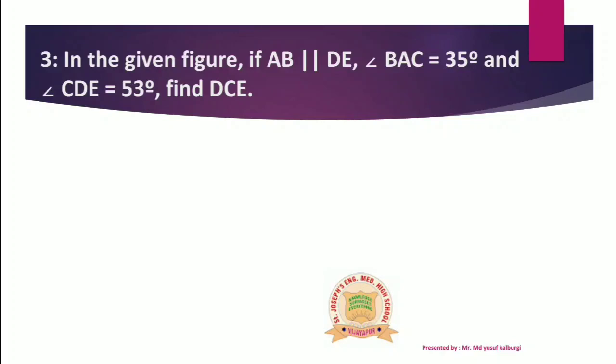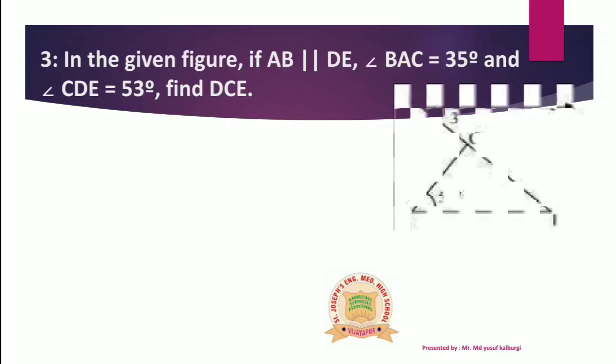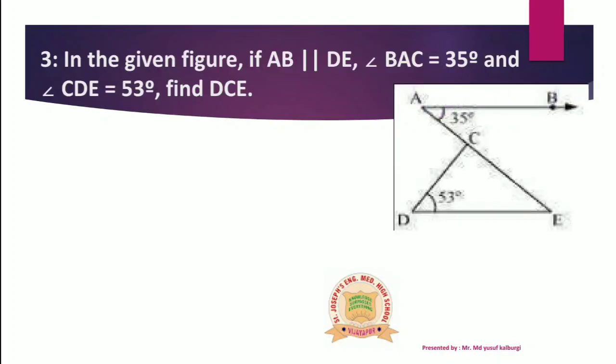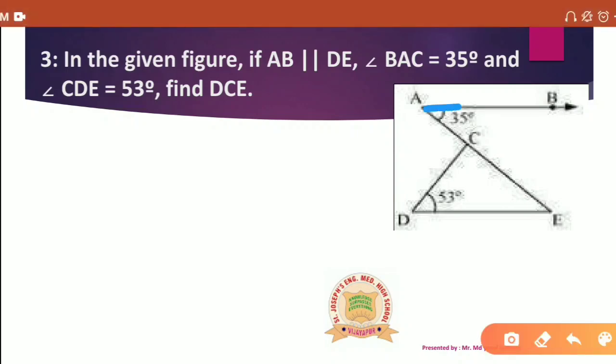Now let's go to the third question. In the given figure, if AB is parallel to DE, you can see in this figure that AB is parallel to DE. They have also given two angles: BAC is equal to 35 degrees, and CDE is equal to 53 degrees. They have asked you to find angle DCE.